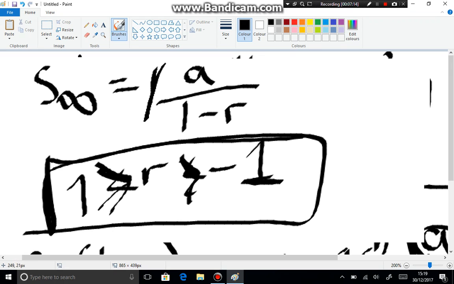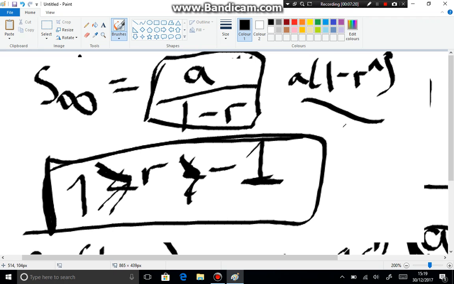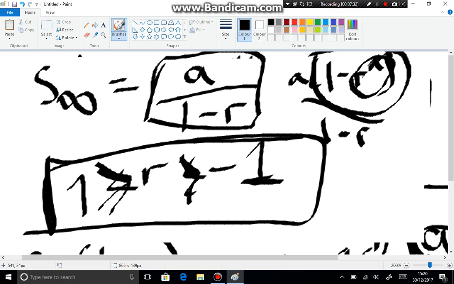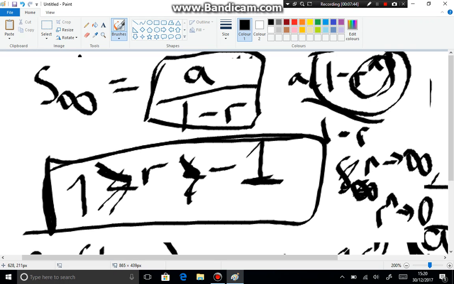So the reason we get only A over 1 minus R, if we know the original formula A times 1 minus R to the n over 1 minus R, have you ever wondered where this went? If you think about it, let's say a series went to infinity and it converges to a point. If it reaches infinity, R to the power of n will eventually reach 0. So as n approaches infinity, R to the n approaches 0, and if R to the n approaches 0, we get A times 1 minus 0, and you're just left with A over 1 minus R. And that's something for you to think about.